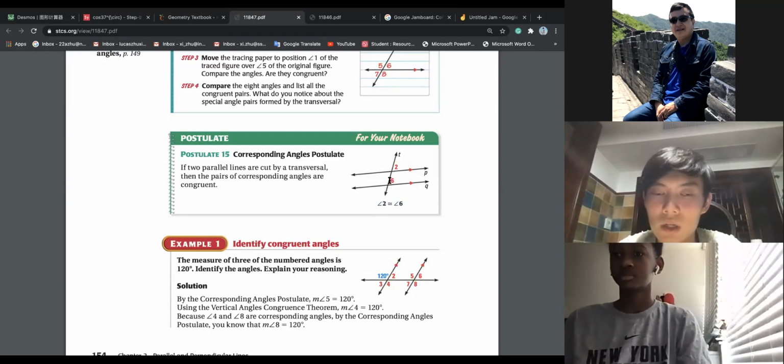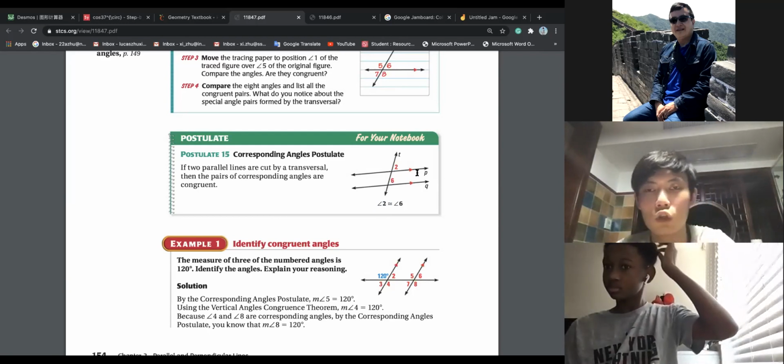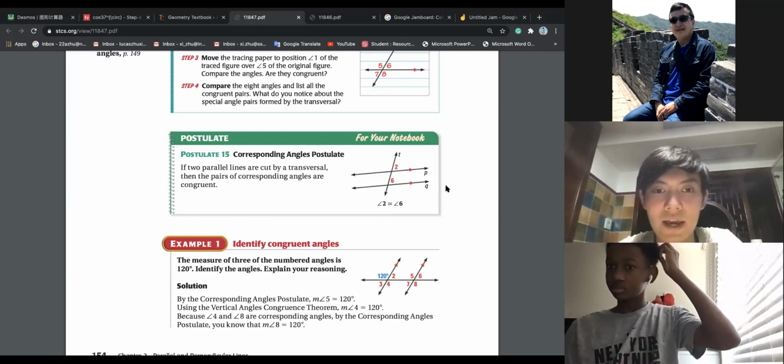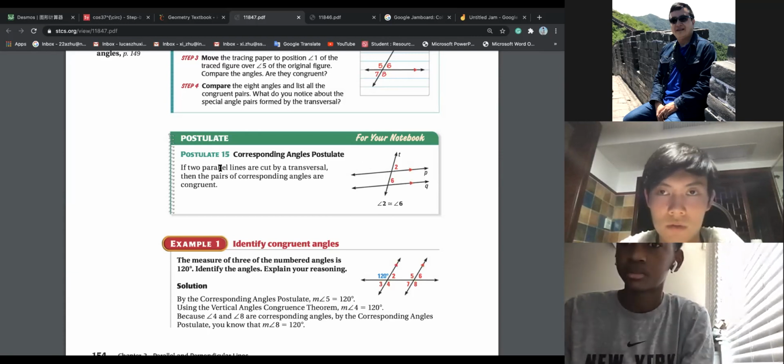But remember, the two lines have to be parallel in order for this postulate to be true. If line P and Q are not parallel, then that will not be true. Then they are not congruent. Remember that they have to be parallel in order for this postulate to be true.